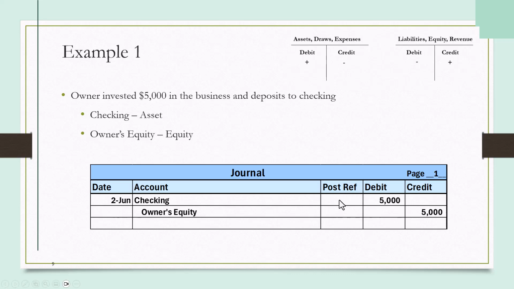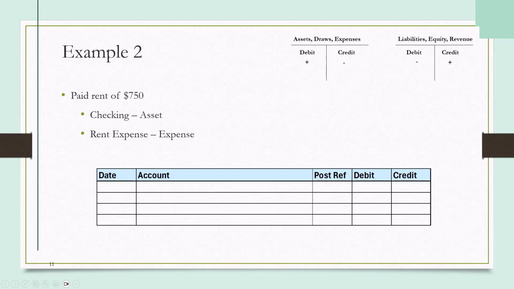For the post reference column, I put some account numbers in here. You don't really need this at this point. The main thing I want you to focus on is the debit, the credit, the date, and the amounts over here in the right spot. And then you could put an explanation if you wanted to. I just put something simple: Owner invested $5,000 in the business, but in real life you might have a little more detail like check numbers or something to that effect. Okay, let's go to the next one.